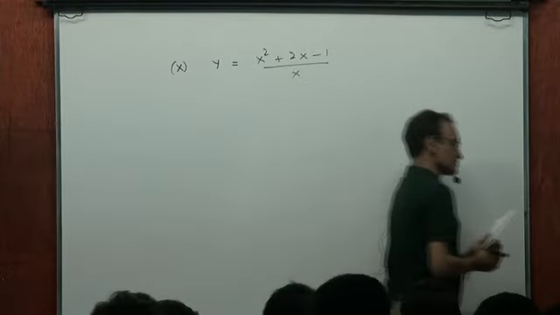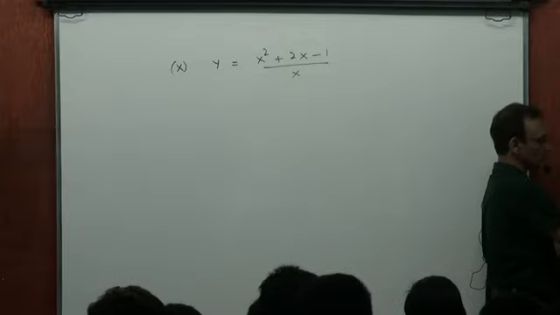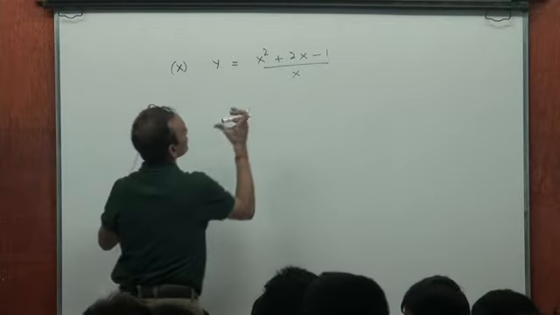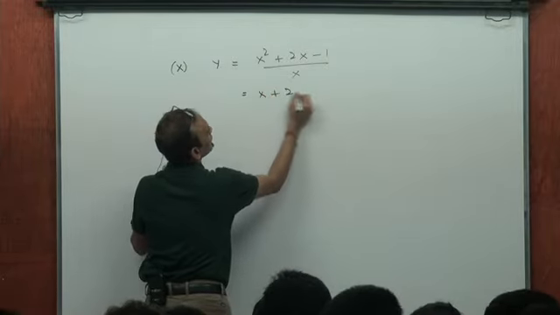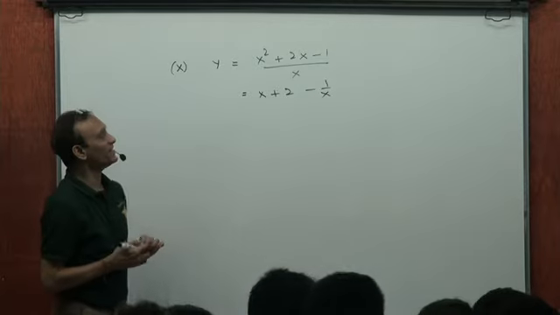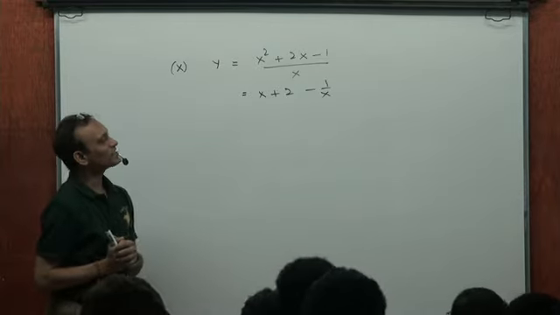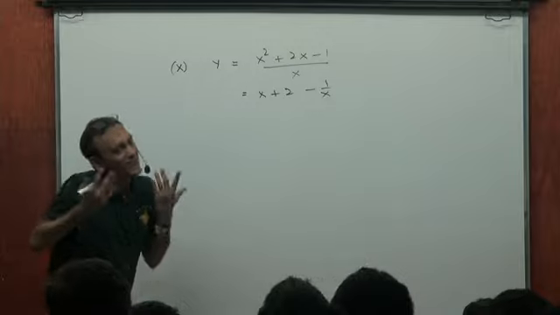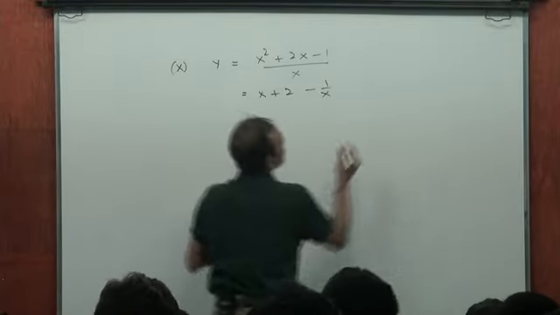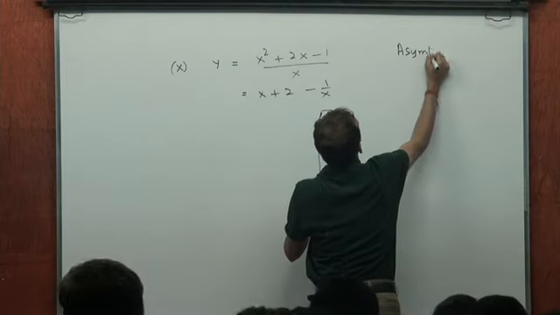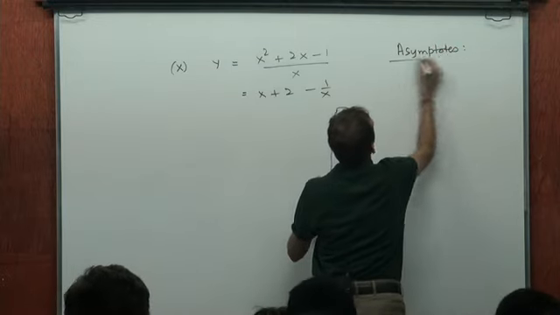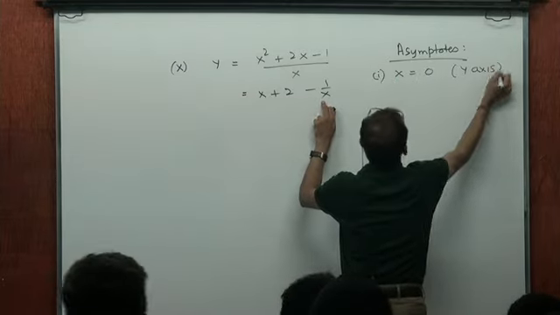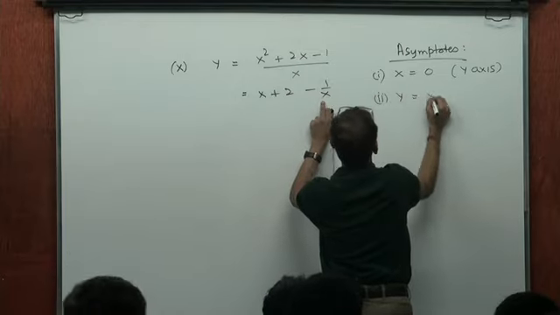Let's draw the graph of this. I could write it like this, isn't it? X plus 2 minus 1 by x, 2 asymptotes. Y equal to x plus 2 and x equal to 0. That means the y-axis is an asymptote, right? The two asymptotes are, one is x equal to 0, which is the y-axis, and the other one is y equal to x plus 2, which is an inclined asymptote.